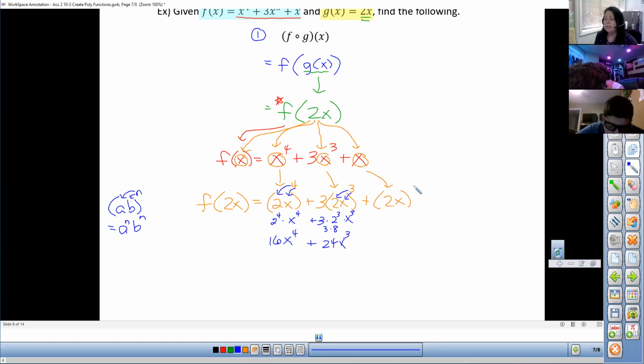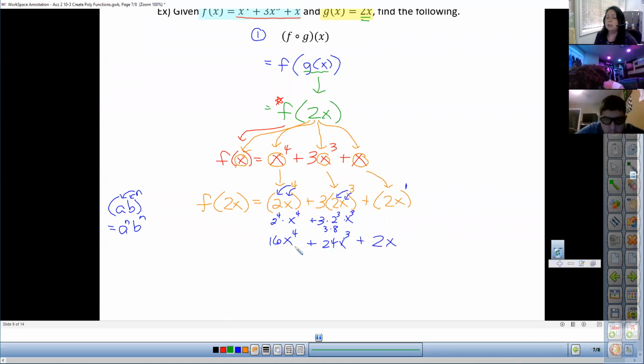Now this is like having an exponent of 1. And anything to the first power is itself. So this just becomes plus 2x. So now I look to see, well, do I have any like terms? Is it in descending order or not? Here I don't have any like terms. Here I've got it in descending order. Exponents 4, 3, and then 1, which is good.